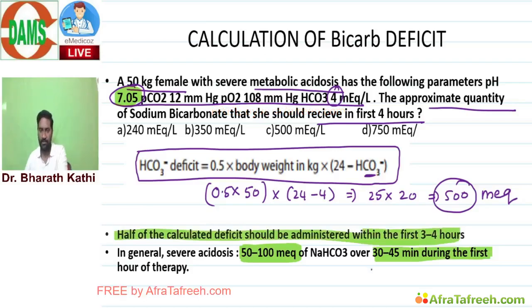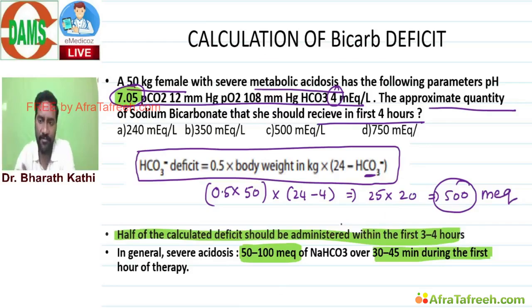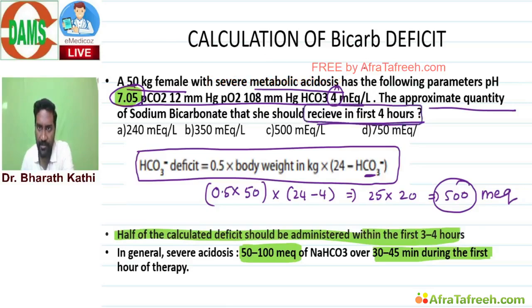So what we do is, in the first hour we give about 100. In the next 4 hours we give half. What is the half of 500? We can give about 250, 200 to 250. Now the question they have asked is the approximate quantity that the patient should receive in first 4 hours. So in first 4 hours, you should give half of the dose.